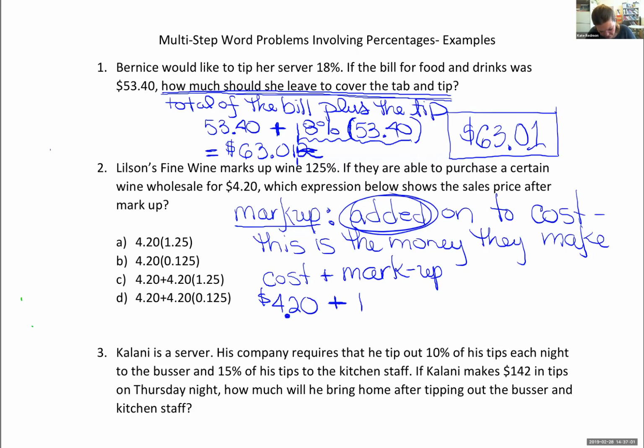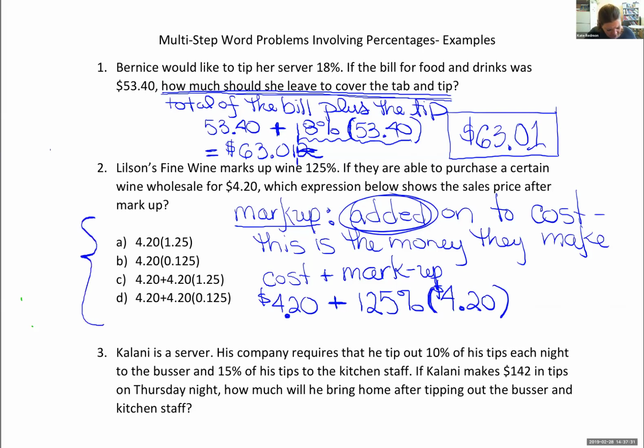Everybody watching, be very, very careful. 125%, percents are always out of something. So you don't just add on 125%. You can't do that. We need to add on 125% of something. So of what? Of, I multiply, $4.20. The cost of the wine. Very nice.